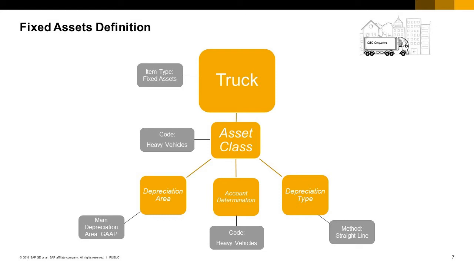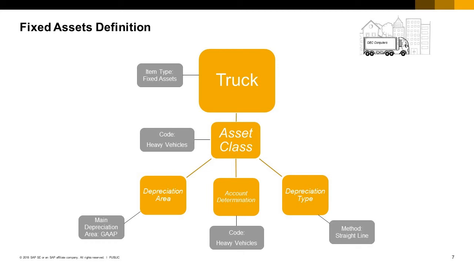The user can define an additional area if necessary. In our example, we define the IFRS as the additional area, that is, International Financial Reporting Standards. The main depreciation area, GAAP in our example, posts transactions to the system. The additional area, IFRS in our example, can be used for reports.